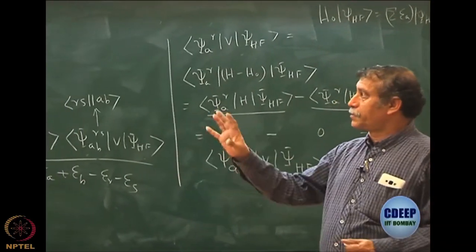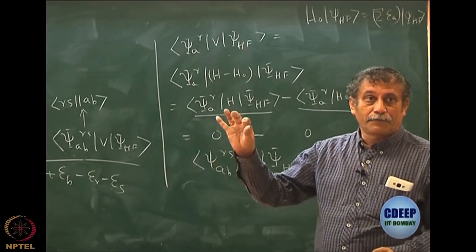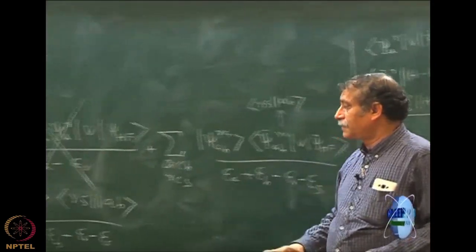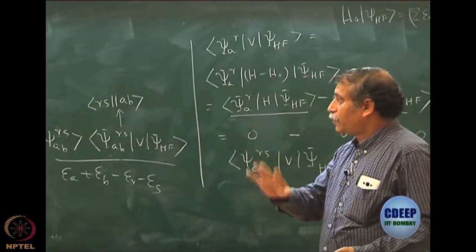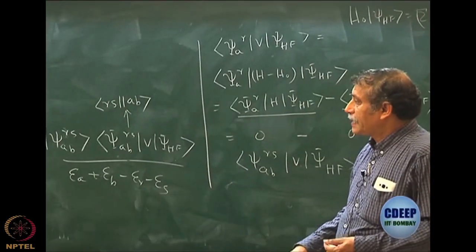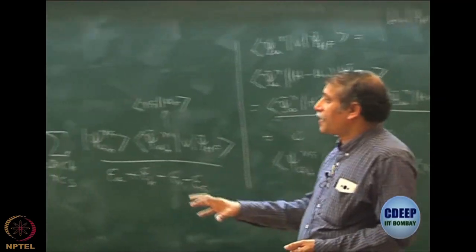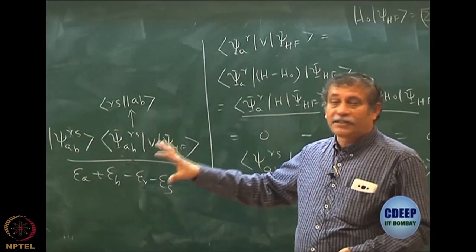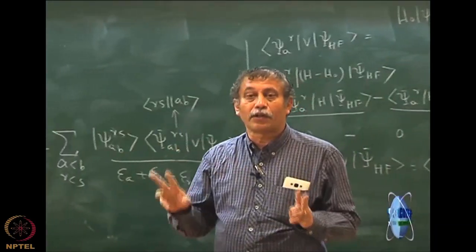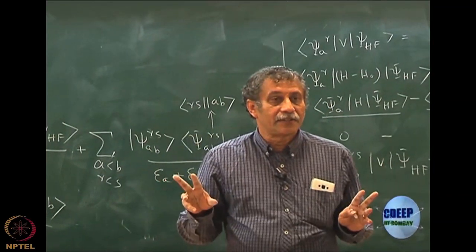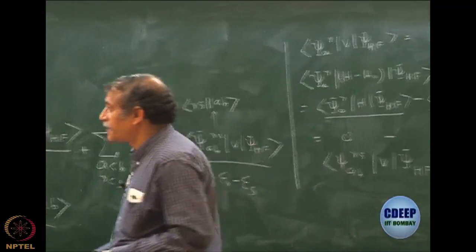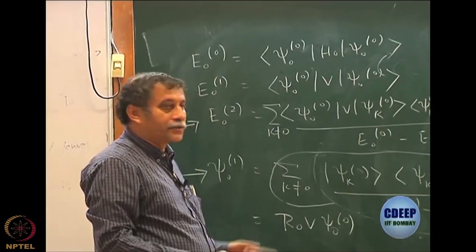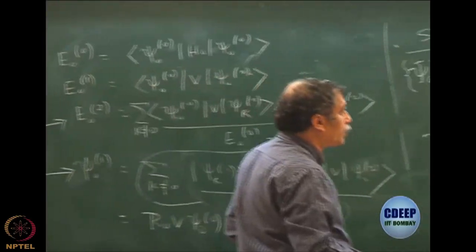So, the only contribution, and this is a very important realization, for the, there is a large amount of physics which is involved. And you should read an article by Sinanoglu on pair correlation theory, which I will refer to you, is that the first order correction to the wave function comes only from doubly excited determinants. So, the doubly excited determinants play a very important role in the correlation energy. Obviously, because ψ_0^(1) comes from doubly excited determinants, E_0^(2) will also have components from only doubly excited determinants. So, let me write down that component of E_0^(2) now.